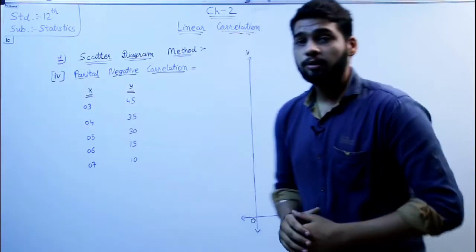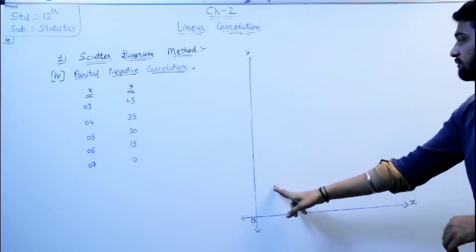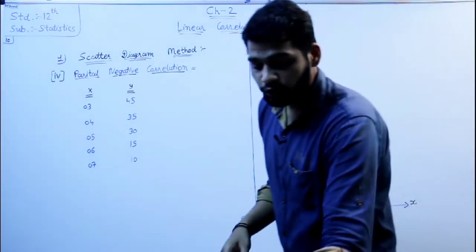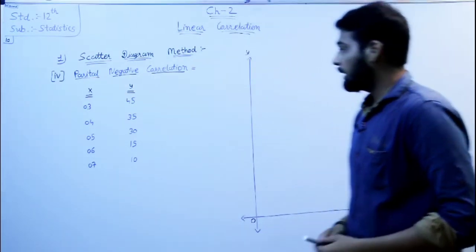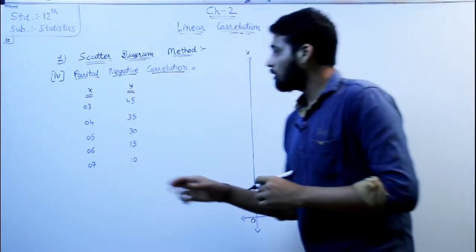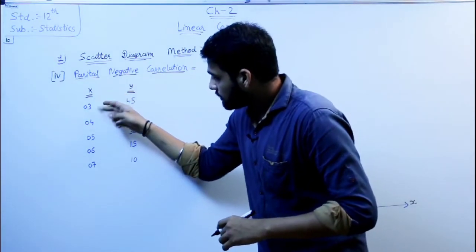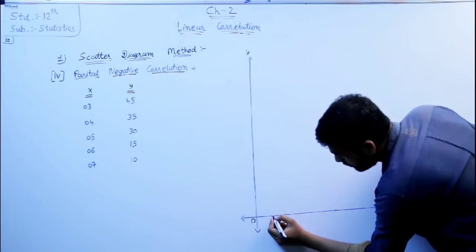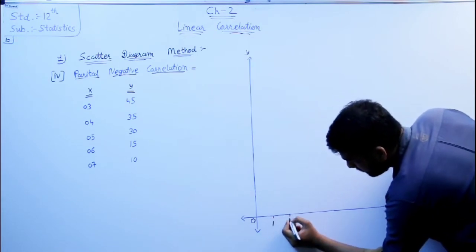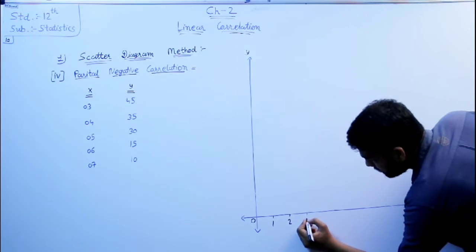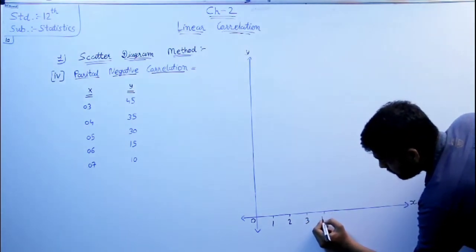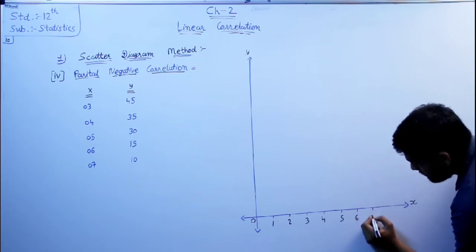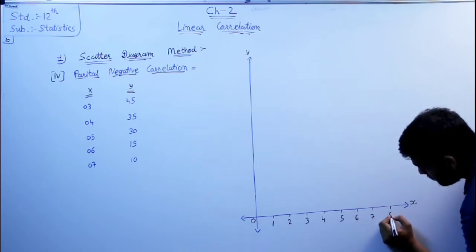Okay, so now we prepare the graph. This one is the y axis and this one is our x axis. Okay, so now we take values on the x axis and on the y axis. So what is the minimum value of the x variable? 3, and maximum is 7. That means here we note down points 1, 2, 3, 4, 5, 6, 7 and 8.